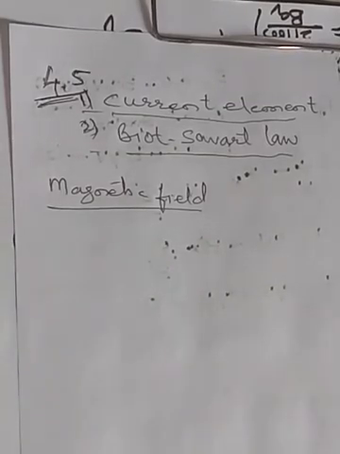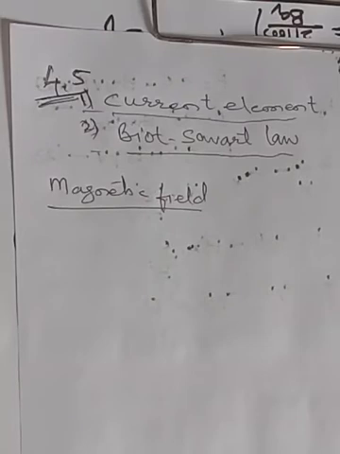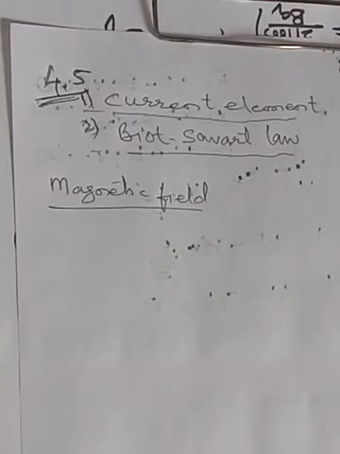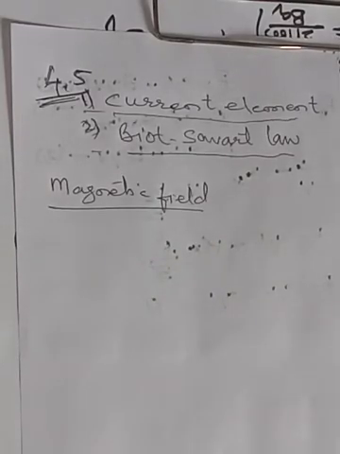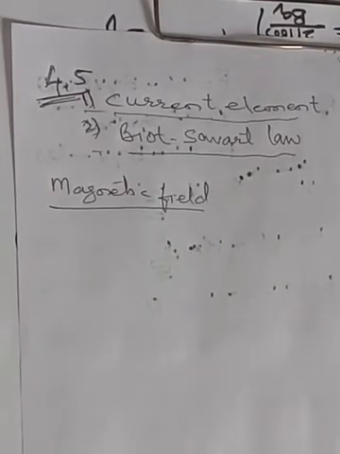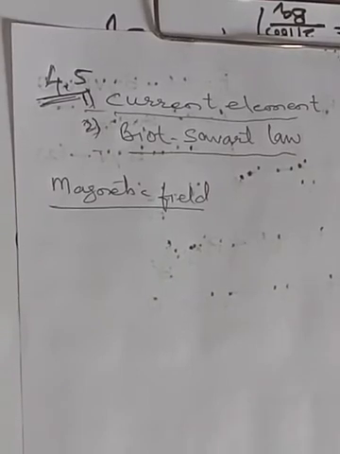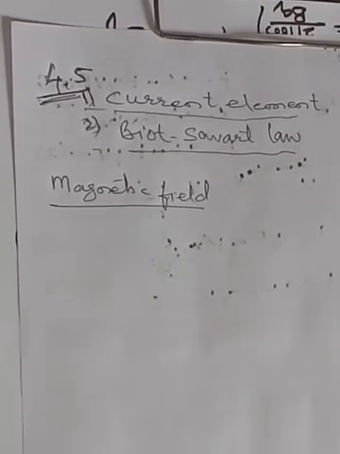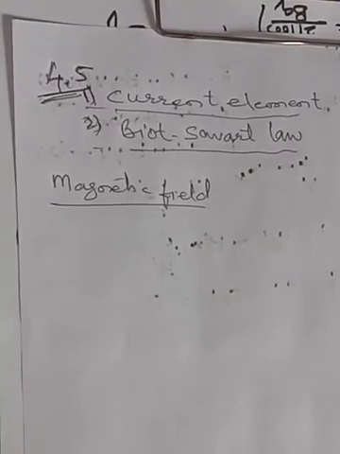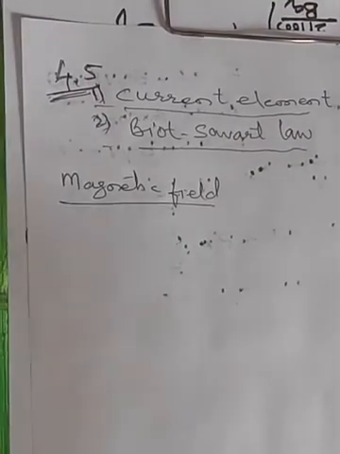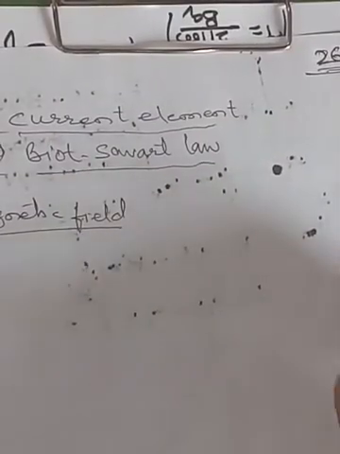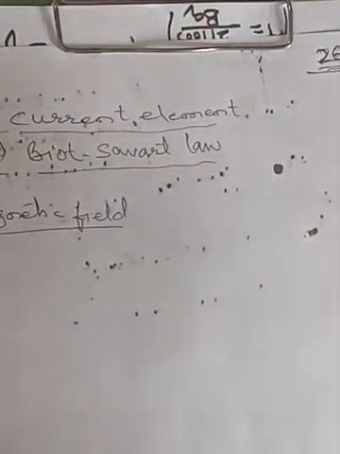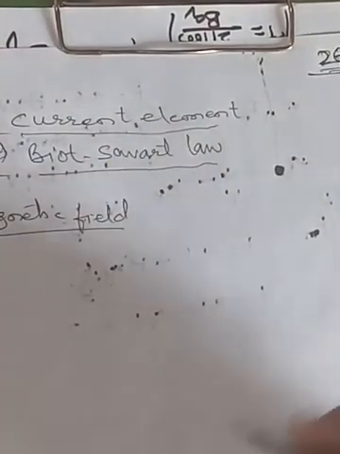So before going to this law, we will understand the current element. Current element किसे कहते हैं? तो current element क्या है? It is a very small portion of a current carrying conducting wire. So if a wire is carrying current, and at a particular point we have to calculate the magnetic field, a small portion of the wire is taken into consideration.